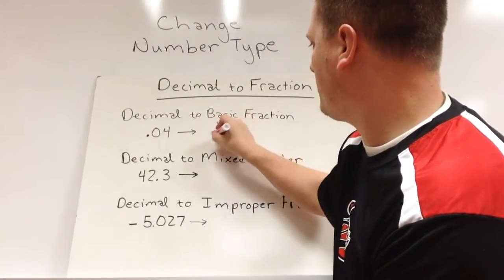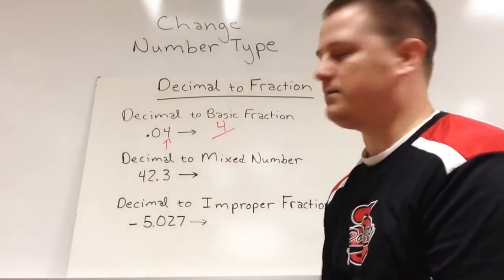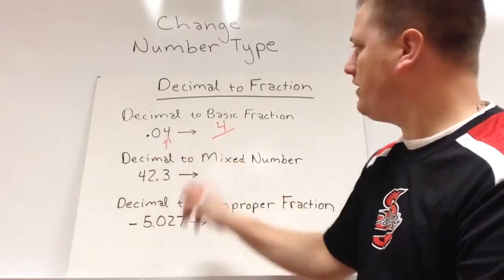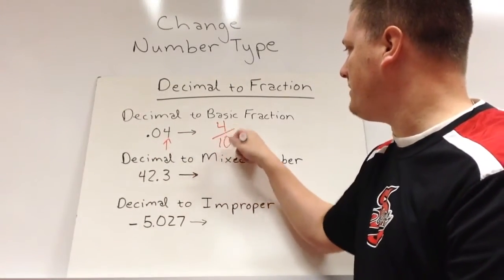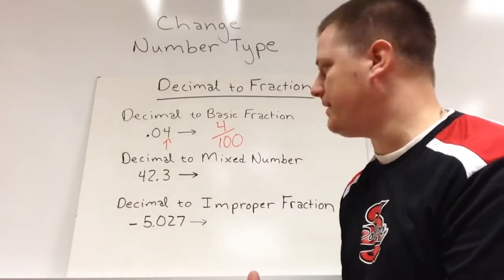So we're going to go with 4 over. And then we look at the place value, the last place value. The last place value here, we've got tens, then hundreds, so this would be 100 on the bottom. So 4 over 100. The place value tells us the denominator.